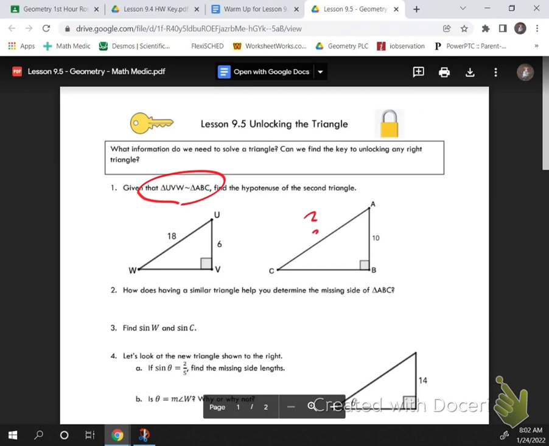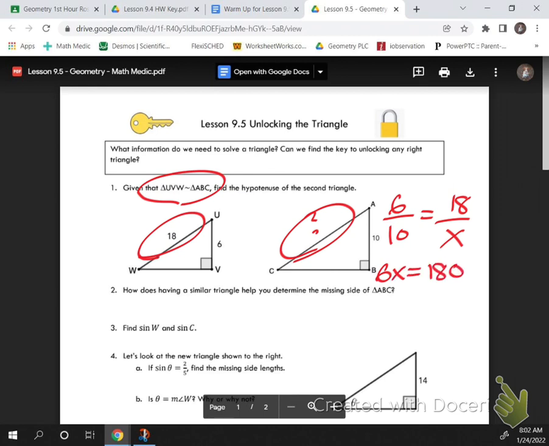Set up the corresponding sides, and then we cross multiply. We should get 6x equals 180. We're going to divide both sides by 6. We should get that hypotenuse is 30. Okay? Number 2, how does having a similar triangle help you determine the missing side? How did that help us? We could set up an equation and solve.